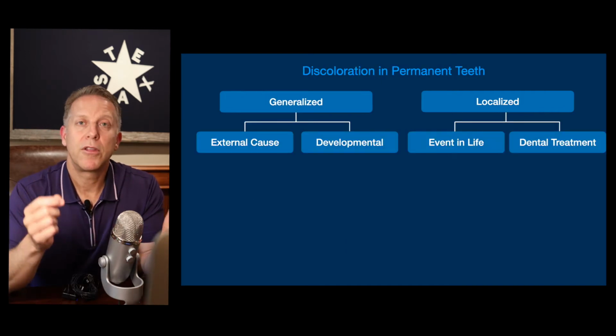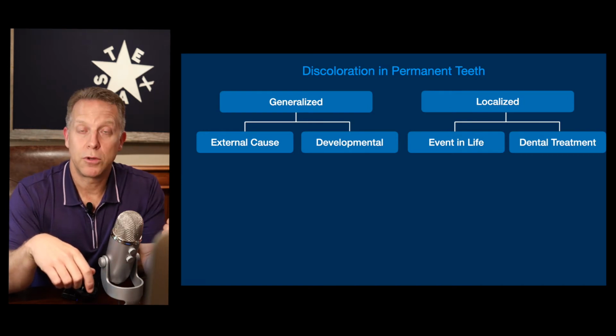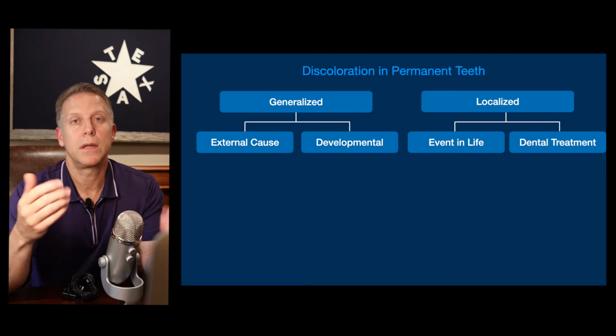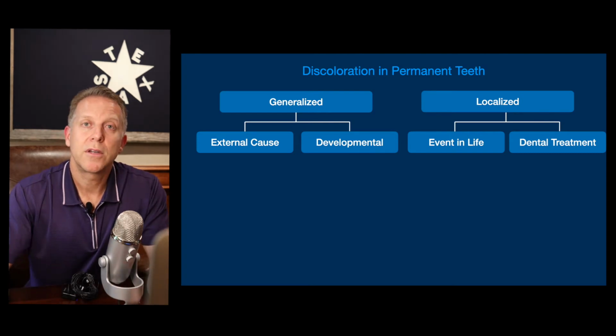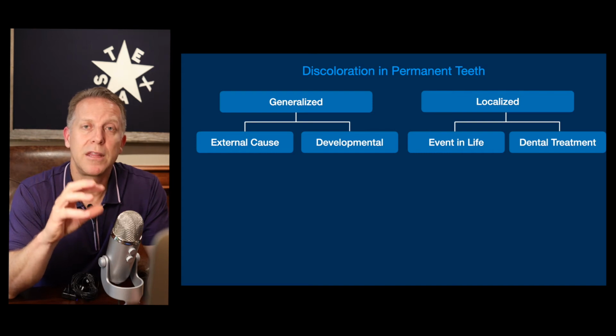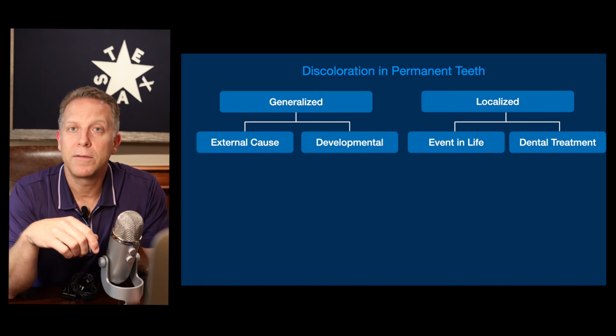Then we're going to divide those two into two other groups, okay? The generalized group is going to be due to external causes, and other ones are going to be, we'll call them internal causes or developmental issues that developed in the enamel when it was growing. Localized is going to be broken into two camps, and that's going to be something that happened in the patient's life, and then the other one is going to be something as a result of dental treatment.